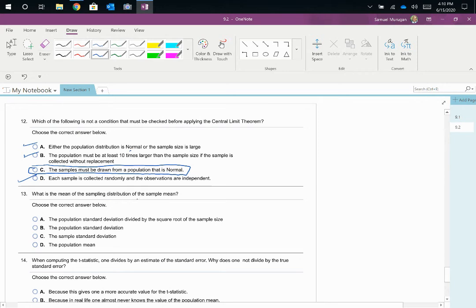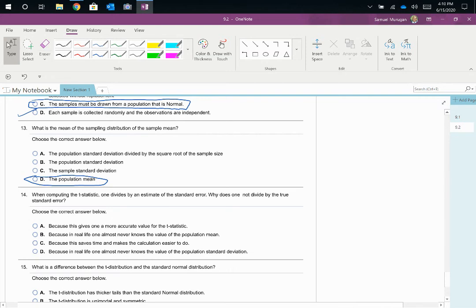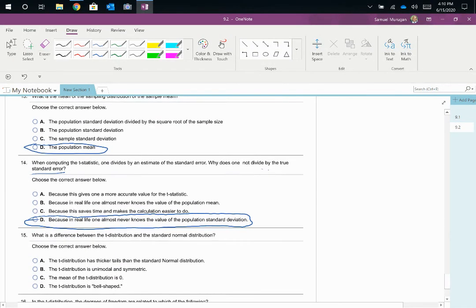What is the mean sampling distribution of the sample mean? Quite simply, the population mean. When computing the t-stat, one divides by an estimate of the standard error. Why does one not divide by the true standard error? And that answer is very, very straightforward, because in real life, one almost never knows the value of the population standard deviation. Okay, that's kind of a common sense question.